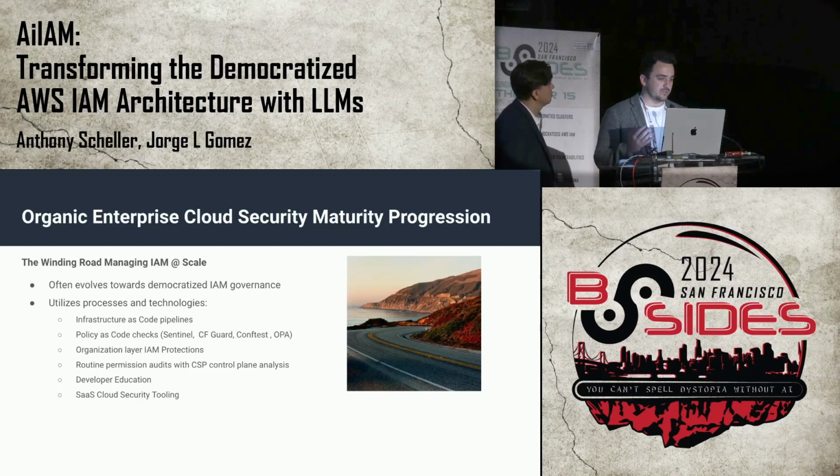And lastly, SaaS cloud security tooling. So that's your Wiz, your Orca, your Prisma Cloud, all of your other flavors, right? Using those as cloud security posture management tools, looking through your environment. Do I have an externally exposed S3 bucket? Do I have an EC2 instance that has a security group open up to the world, right? They're really good at checking those things.